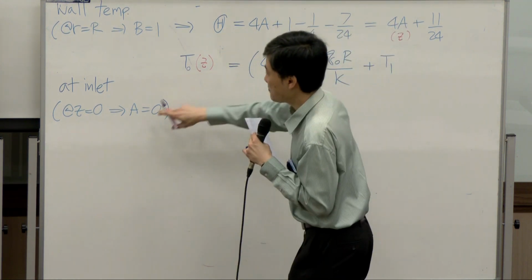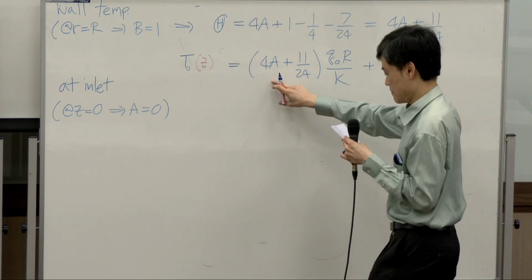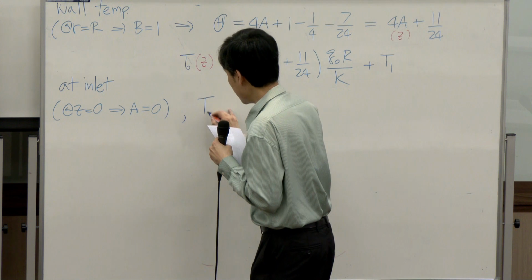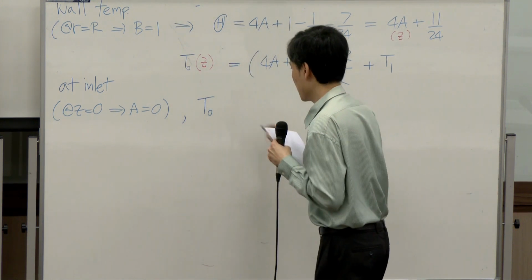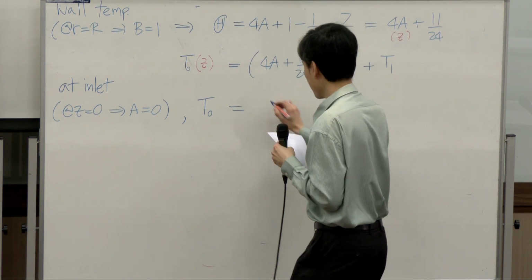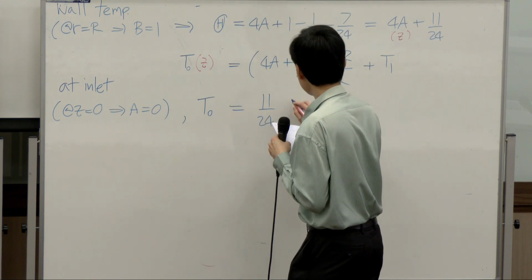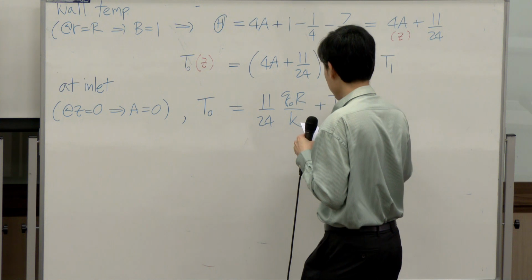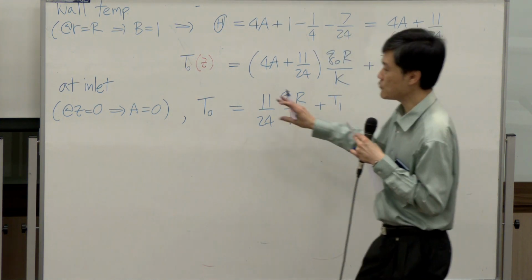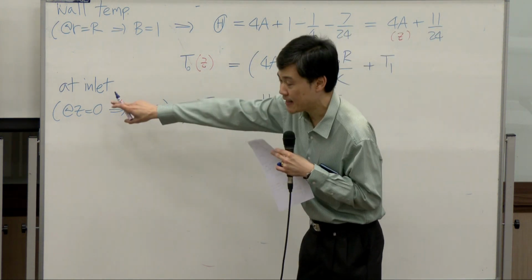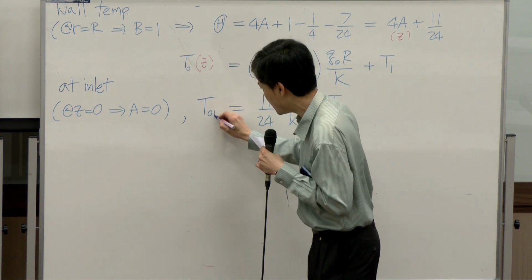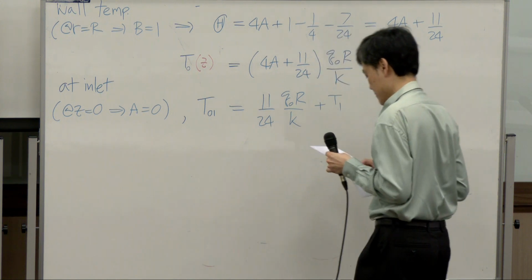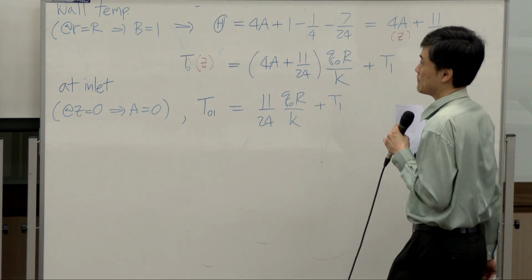So, if you replace A equal to 0 here, you see that my T wall would equal 11 over 24 Q0 R over K plus T1. Of course, this one is the wall temperature at the inlet, so I'm going to call this one T01. The 1 here means at the inlet. All right?